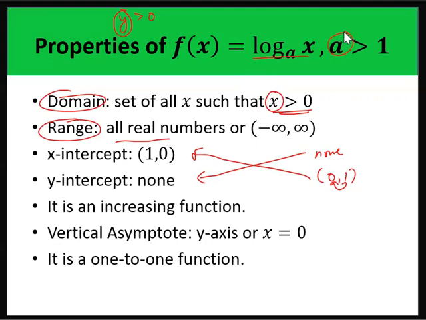Now, since a, or the base, is higher than 1, it's still an increasing function. And we know from exponential functions that it has a horizontal asymptote. So therefore, in the logarithmic function, the horizontal asymptote will become the vertical asymptote, which is the y-axis, or x equal to 0. And since the exponential function is 1 to 1, then its inverse, which is the logarithmic function, will also be a 1 to 1 function.